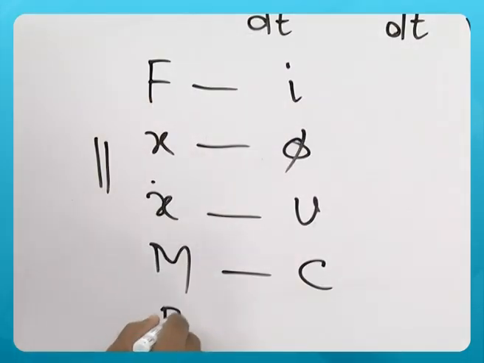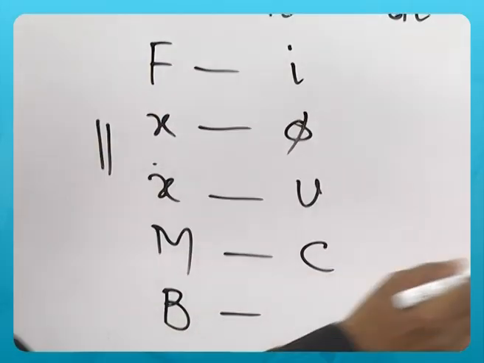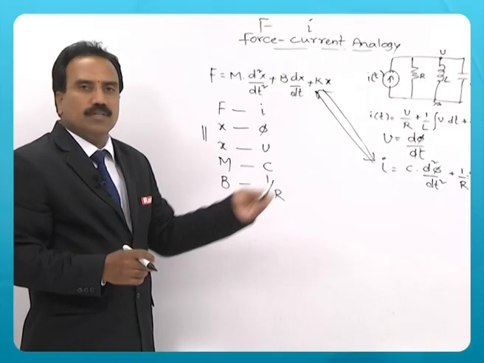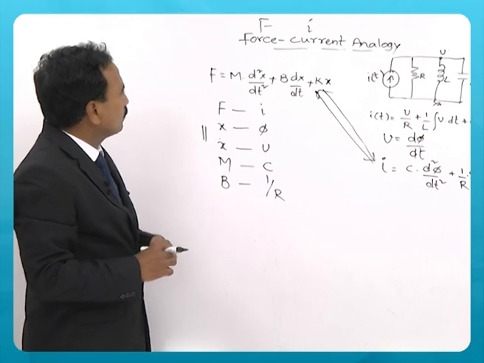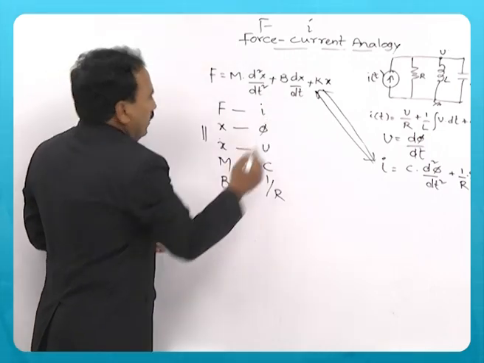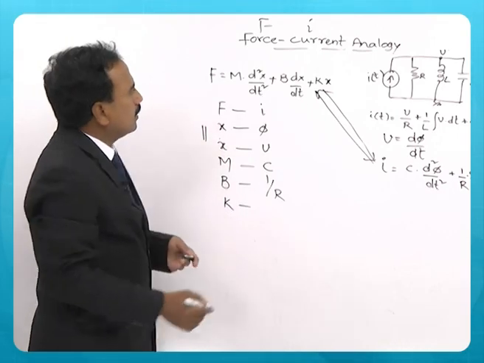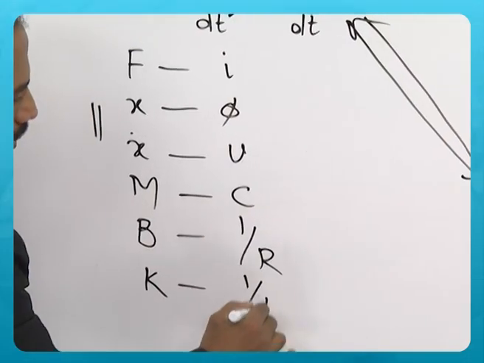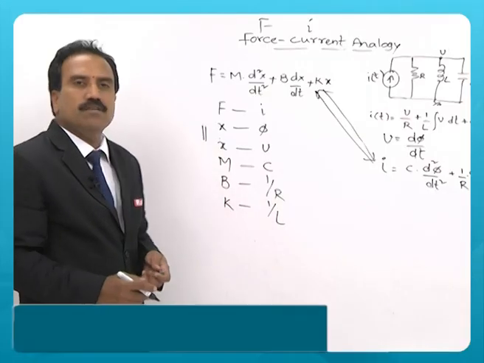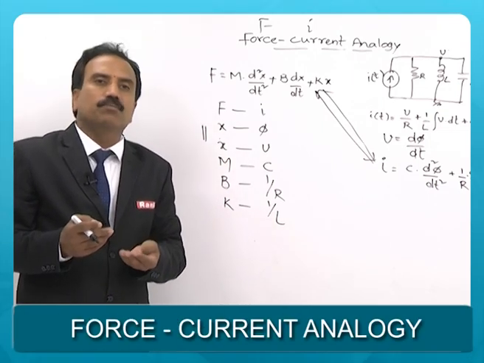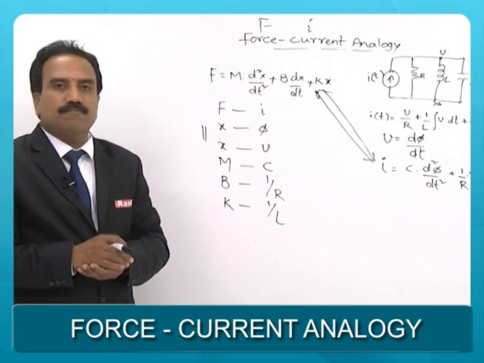Similarly, you have a friction B here, that is 1 by R in the case of current analogy, and K, the spring stiffness constant K, and you have here 1 by L. So, this is the way analogy can be developed if equations are being written very easily.